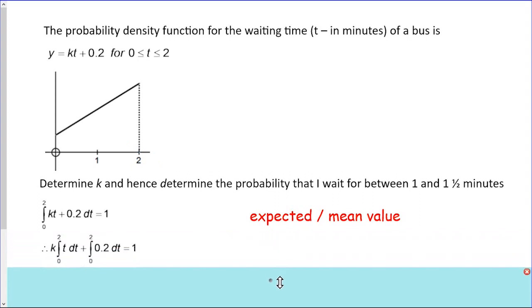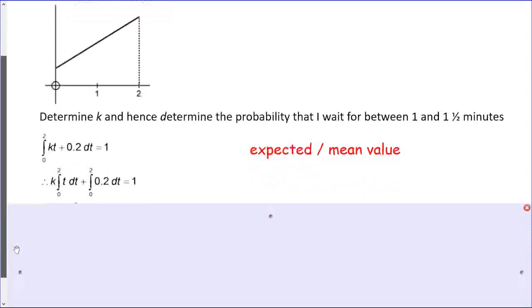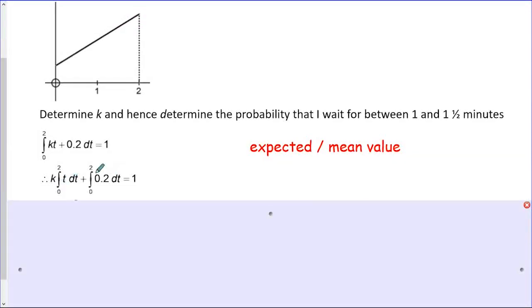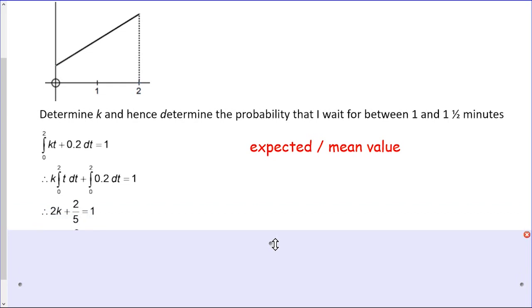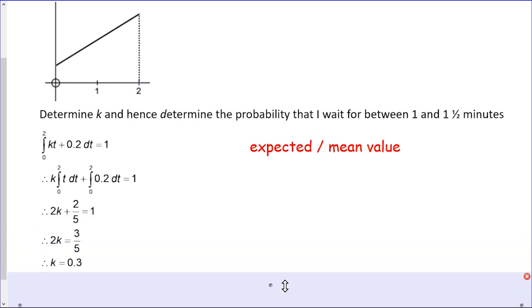Now, what I've done here is I've split that definite integral into two terms, and I've factored out the k. This piece over here, I can type straight into my Silver Casio calculator and work it out, and so can I with this piece. And so I end up with 2k plus 2 fifths is 1, or k is 0.3. Right, then the next question is, what's the probability?